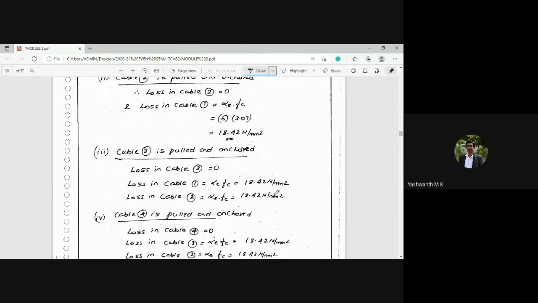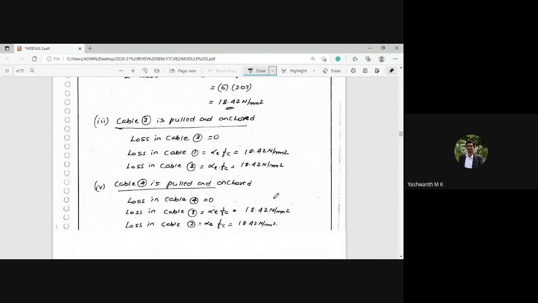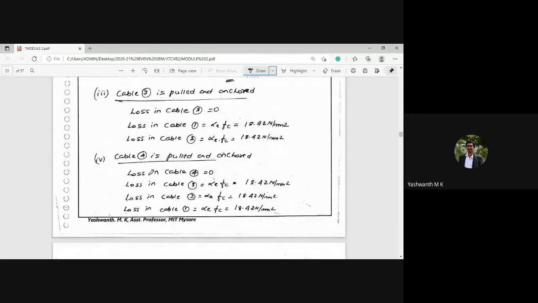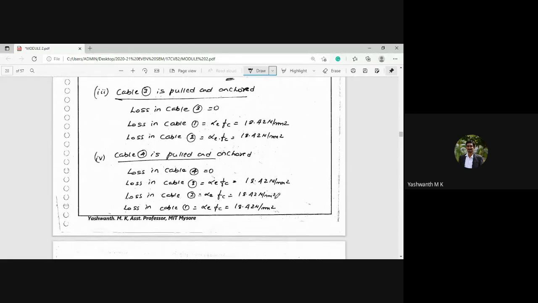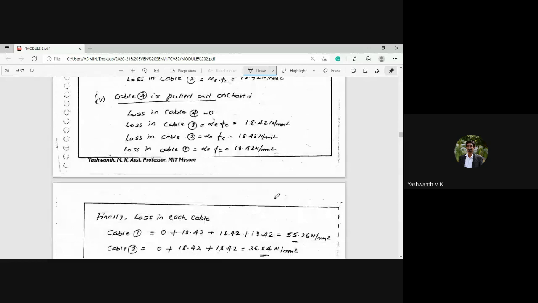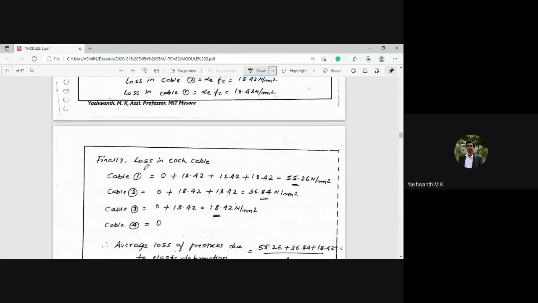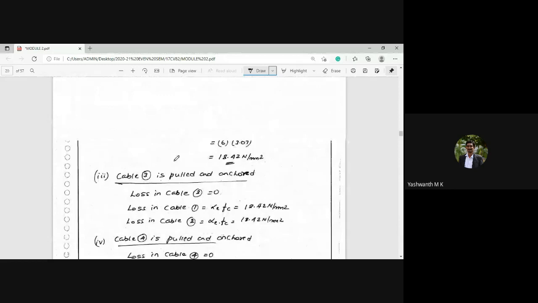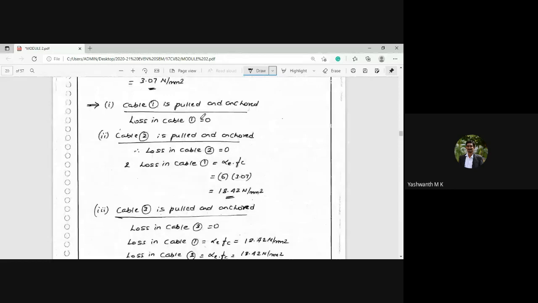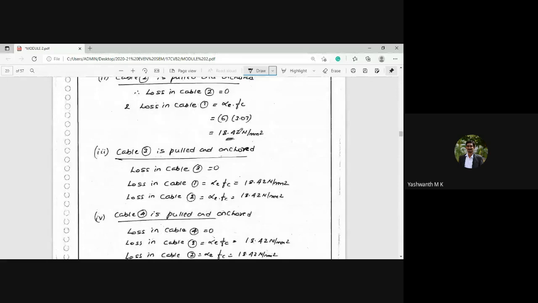Next, cable 4. Cable 4 is pulled and anchored. When I pull cable number 4, the loss in cable 4 will become 0. Already placed cable number 1, cable number 2 and cable number 3, the loss will come into the picture. So the same parameters will exist. Now for this, let me calculate the losses. Cable number 1 loss: the loss in cable number 1 in the first case is 0, in the second case is 18.42, in the third case is 18.42, and the fourth case is also 18.42.